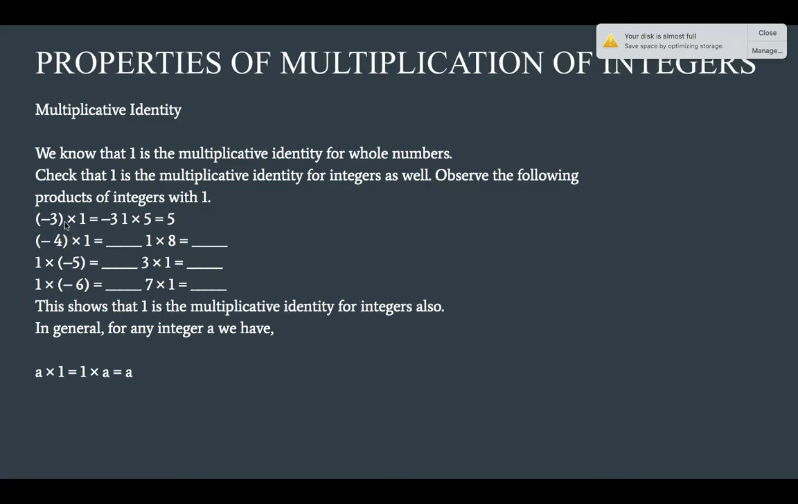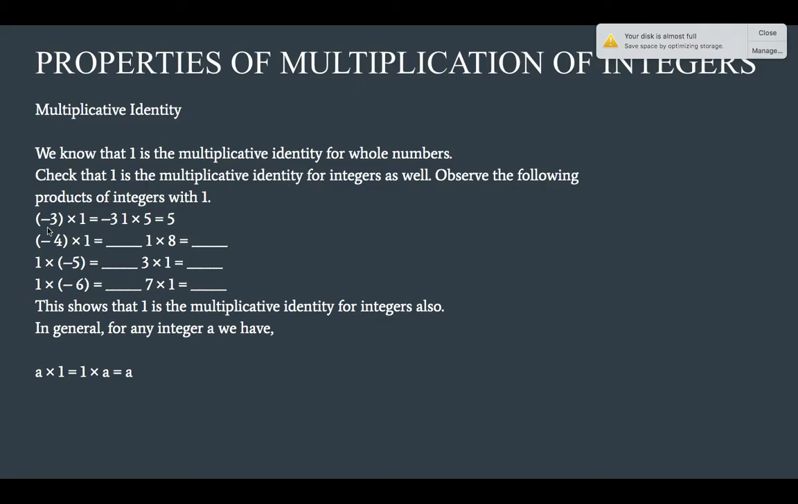Okay, so multiplicative identity. We know that one is the multiplicative identity for whole numbers. Multiplicative identity is nothing but, when an integer is multiplied by its multiplicative identity, or the multiplicative identity is multiplied by the integer, you get the integer back. It is similar to the additive identity, but in additive identity you add the identity, not multiply it. So we check that one is the multiplicative identity for all integers as well, because it is the multiplicative identity for whole numbers, and you studied that in your previous classes.